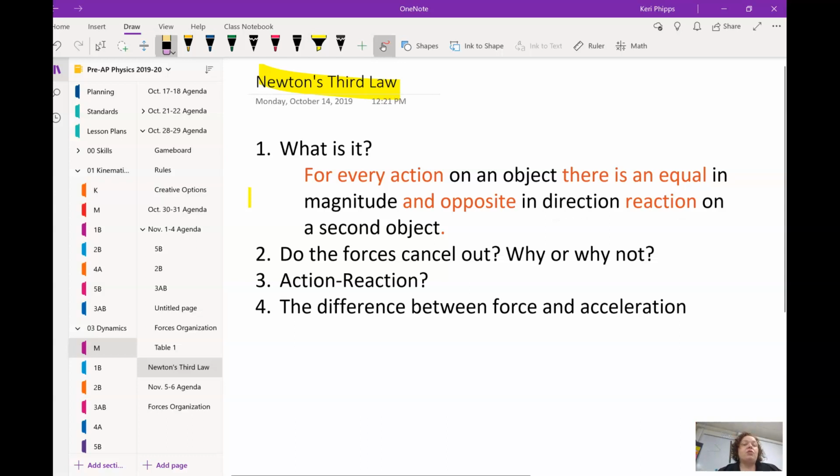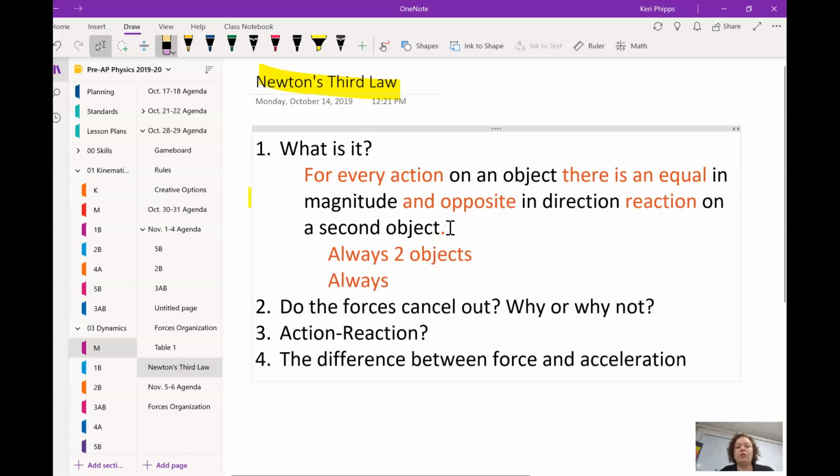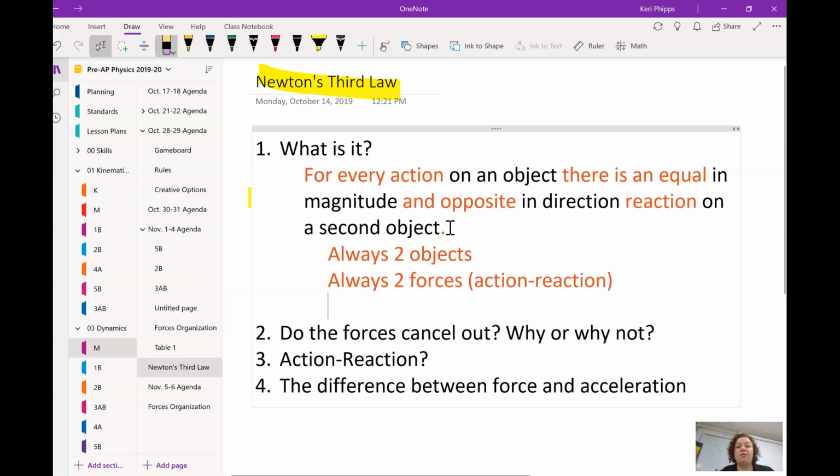That's our basic law. So the things we can get from this are that there are always 2 objects, always 2 forces, and it's a vector because we have magnitude and direction. Okay, those are the things we can grab from there.